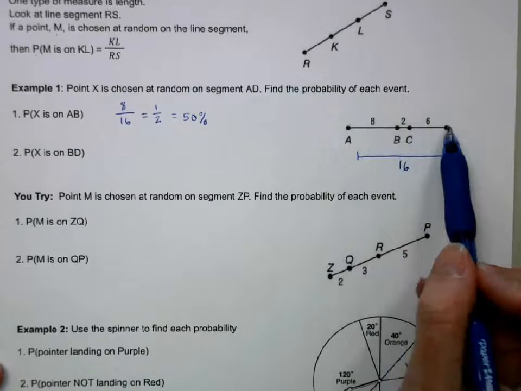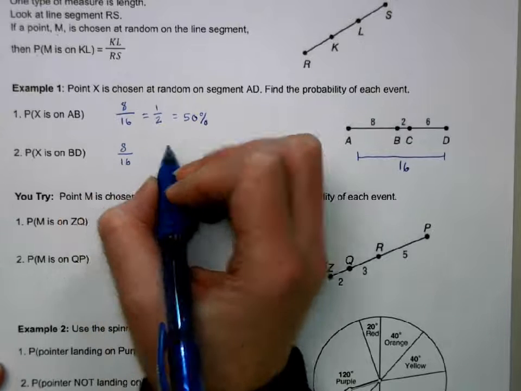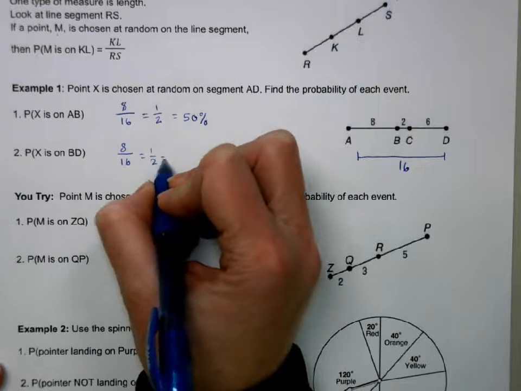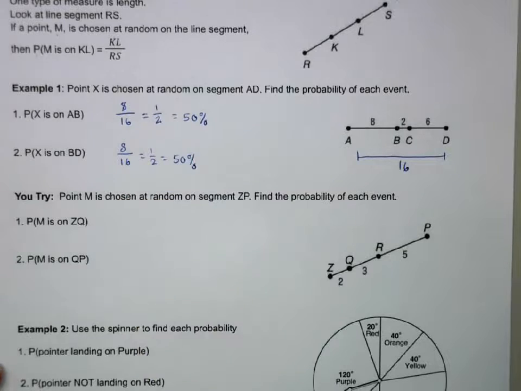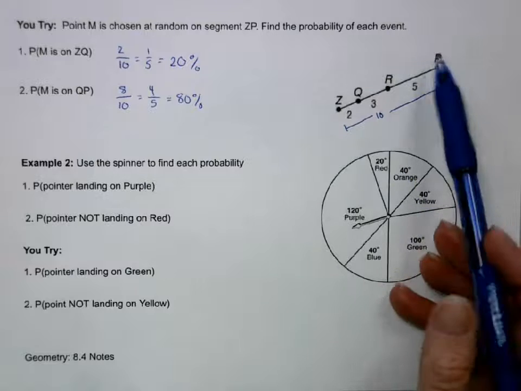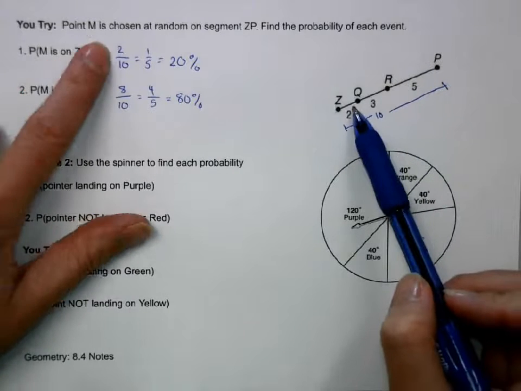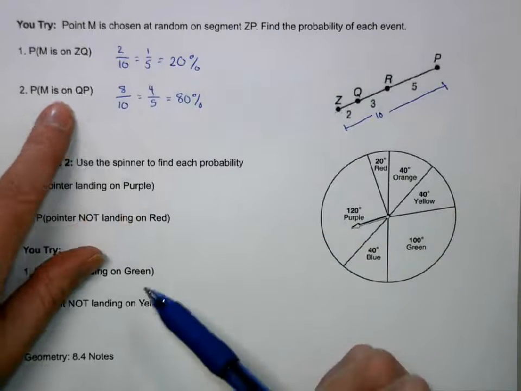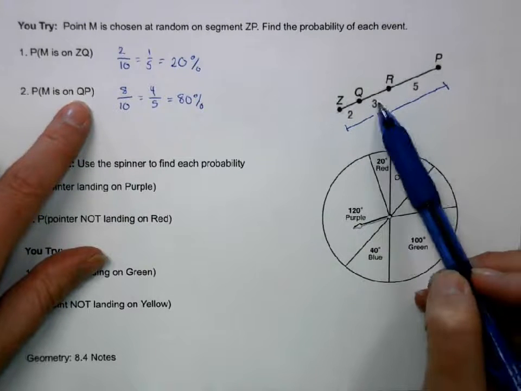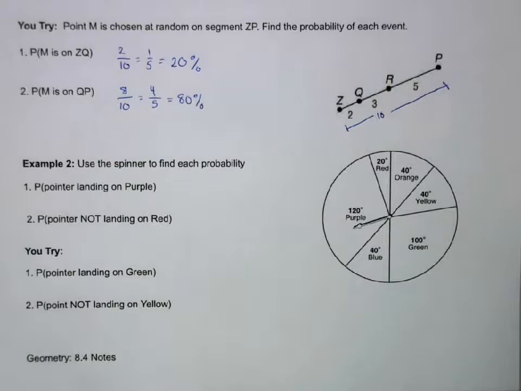BD. BD is from here to here, so that's 2 plus 6 is 8 out of 16, which is still 1/2 or 50%. So you go ahead and try the next one. Our whole length is 10, so the probability of M going on ZQ is going to be 2 out of 10, which is 1/5, which is 20%. QP, 3 plus 5 is 8, so 4/5 or 80%.